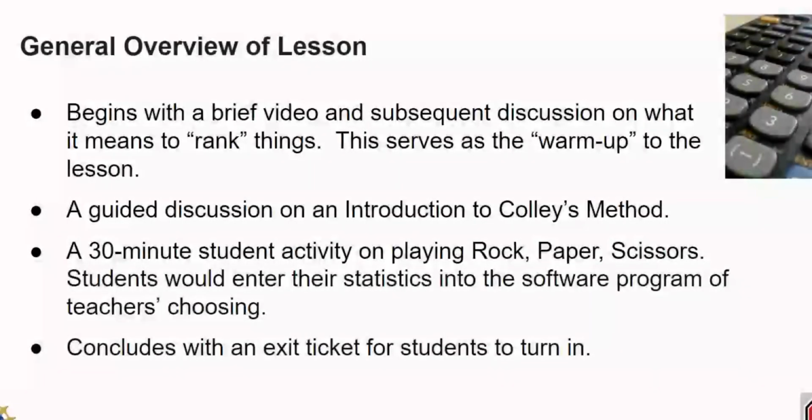To begin, we'll provide a brief overview of the lesson. The lesson begins with a brief video and subsequent discussion on what it means to rank things. This serves as the warm-up to the lesson. The next segment of the lesson is a guided discussion on an introduction to Coley's method. The next segment is focused on a 30-minute student activity on playing rock, paper, scissors. Students would enter their statistics into the software program of a teacher's choosing. The lesson concludes with an exit ticket for students to turn in. This video will focus specifically on the second segment of the lesson in which students engage in discussion using guided notes.